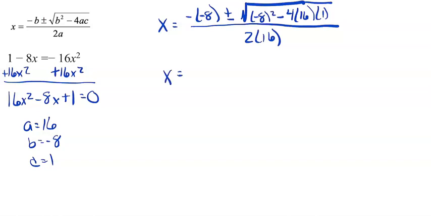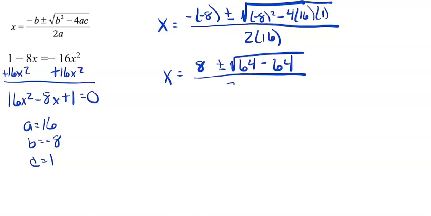So x equals negative 8 times negative, so that's positive 8, plus or minus, open that radical sign up, negative 8 squared is 64, minus 4 times 16, that's 64, and 64 times 1 is 64, so 64. All over 2 times 16 is 32. So it looks like I'm going to have x equals 8 plus or minus the square root of 0 all over 32.